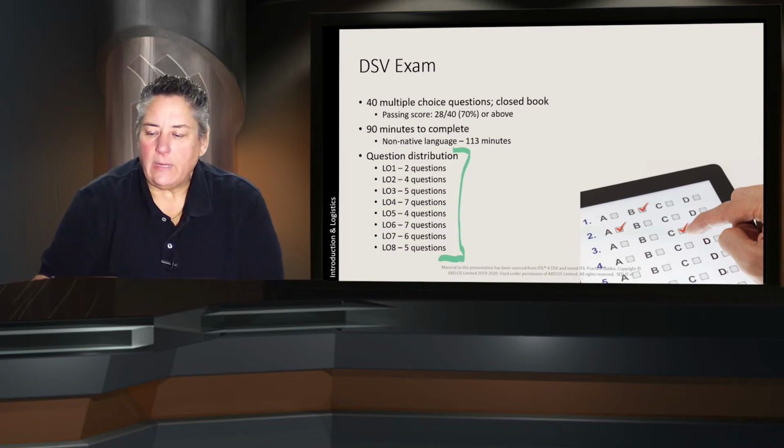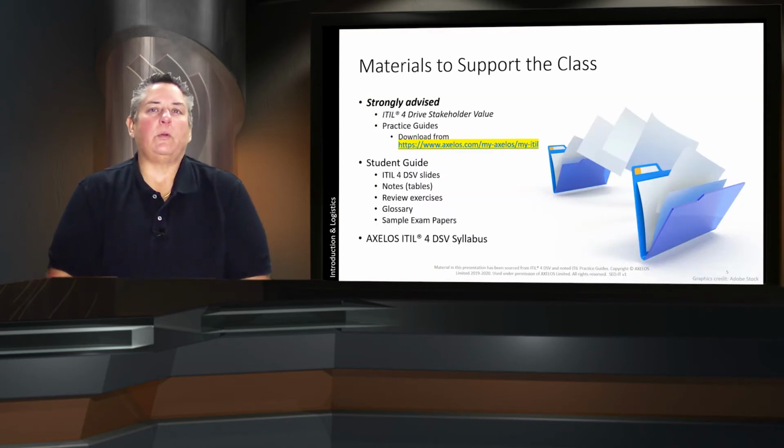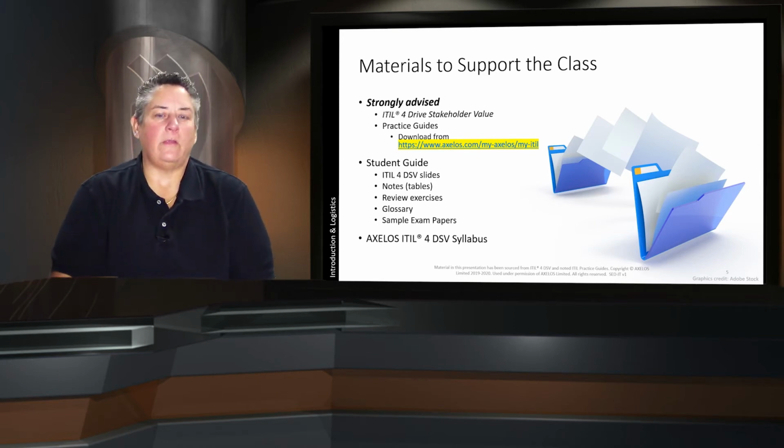Okay, let's see. Materials to support the class. This is very important. Strongly advised that you have the volume ITIL 4 Drive Stakeholder Value. There's more information in there than what we can put on the slides. If we gave you everything that was in the book, we would just read you the book. And, honestly, you can do that yourself. What we're here to do is to point out what's critical, provide some alternative explanations, etc. But you do need to do some self-study on your own.